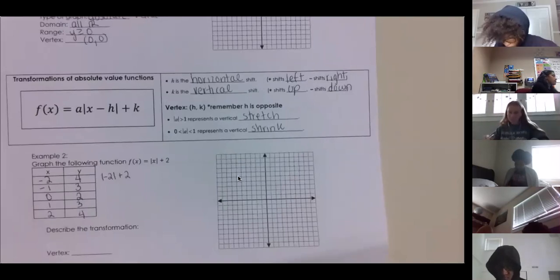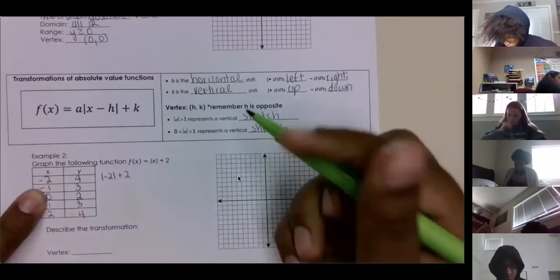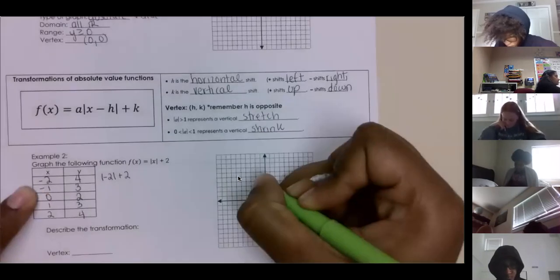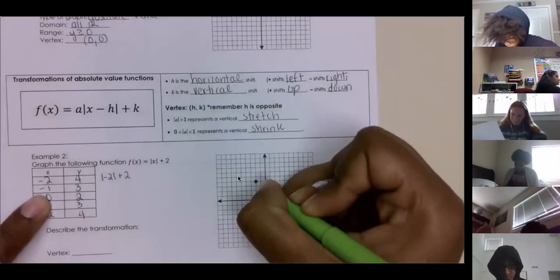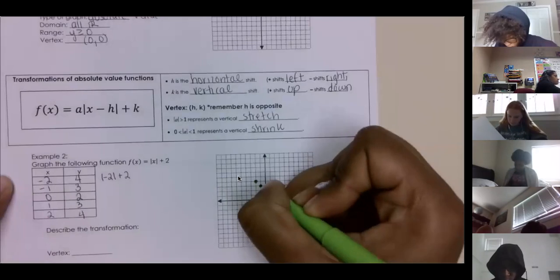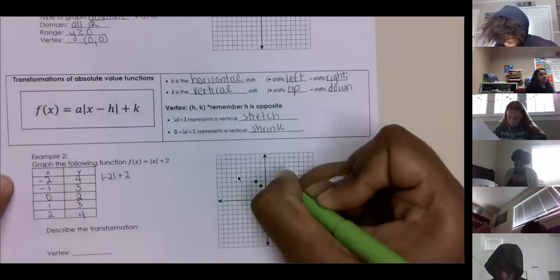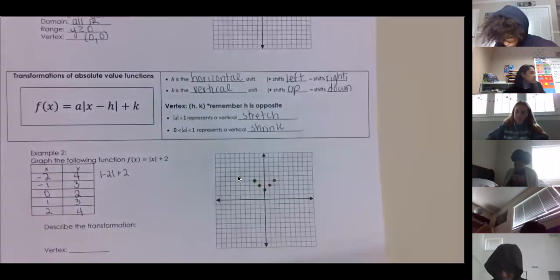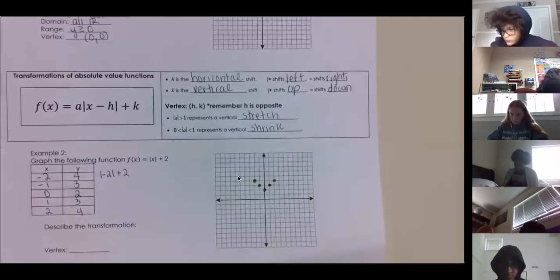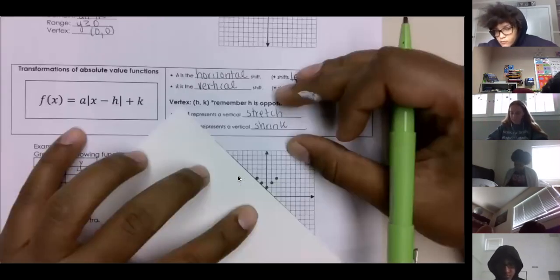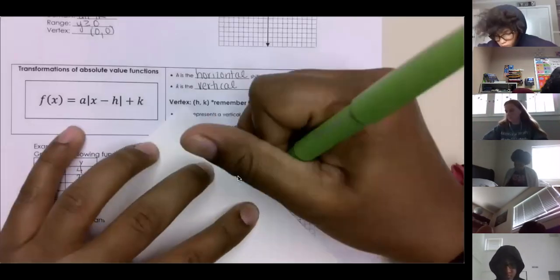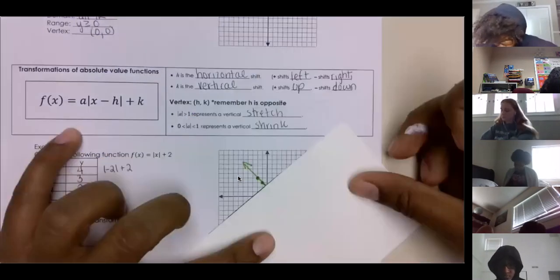So here are our points. We've got -2, 4, -1, 3, 0, 2, 1, 3, and 2, 4. So you'll notice you have a V shape again, which is absolutely what should happen, no pun intended. Absolute value is always a V-shaped graph.